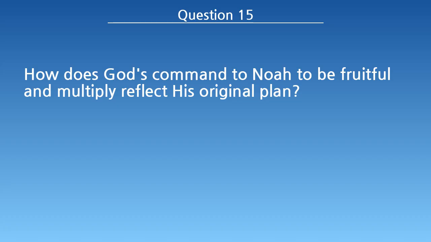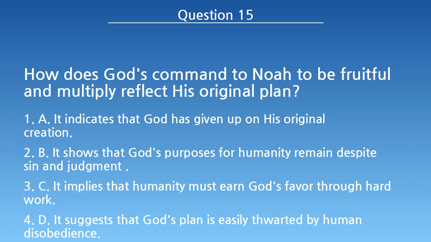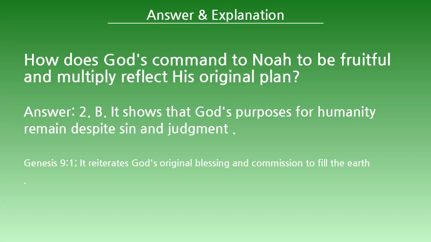Question 15. How does God's command to Noah to be fruitful and multiply reflect his original plan? Options. 1. A. It indicates that God has given up on his original creation. 2. B. It shows that God's purposes for humanity remain despite sin and judgment. 3. C. It implies that humanity must earn God's favor through hard work. 4. D. It suggests that God's plan is easily thwarted by human disobedience. The answer is option 2, B. It shows that God's purposes for humanity remain despite sin and judgment.